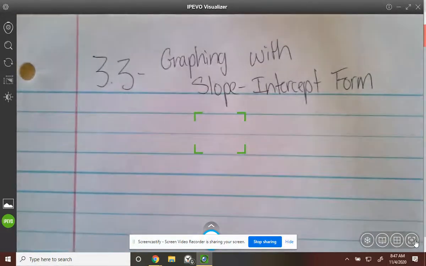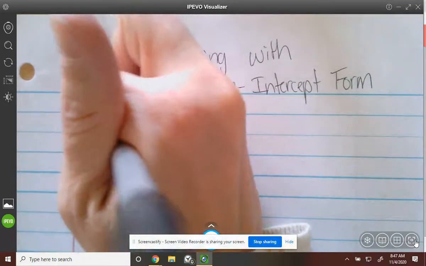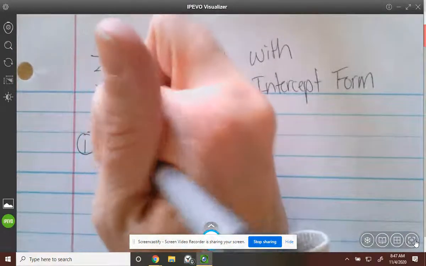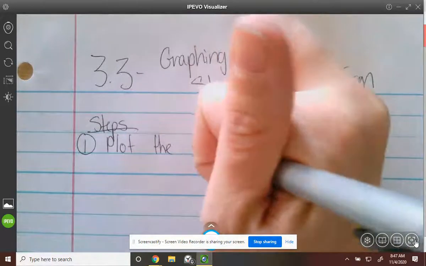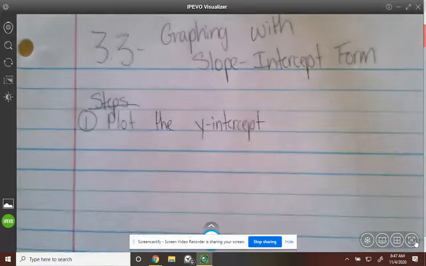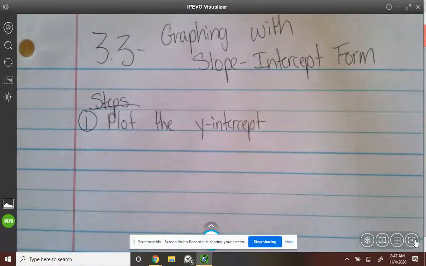All right, so this should be pretty simple because we've pretty much done this. We just haven't put it all together yet. So we have certain steps that we have to take. Step one is to plot the y-intercept. You always look for your y-intercept in the form, and then that's where you plot it.